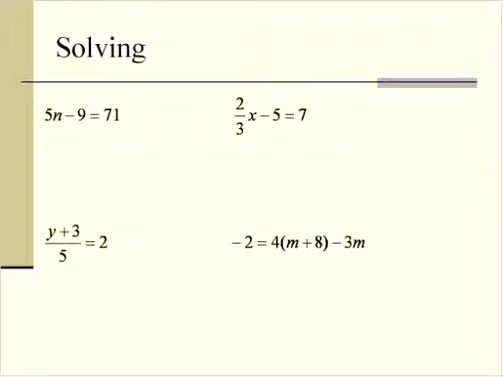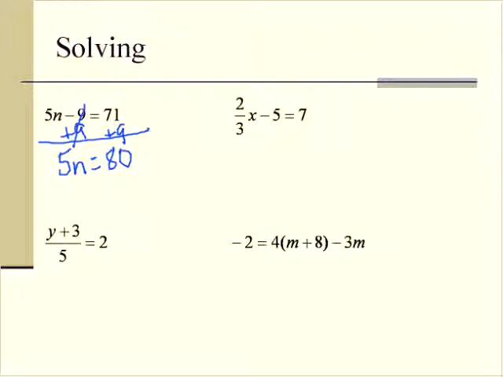So the last thing that happened to n was 9 was being subtracted from it. So that's the first thing I'm going to undo. The opposite of subtracting 9 is going to be adding 9. So I'm going to add 9 to both sides. That's going to get rid of that. So on the left I have 5n, and on the right I'm going to have 80.